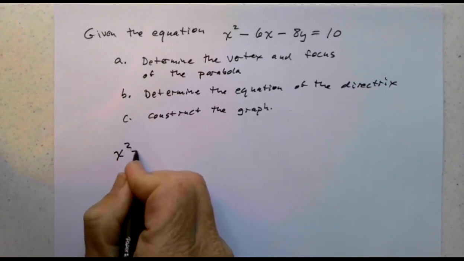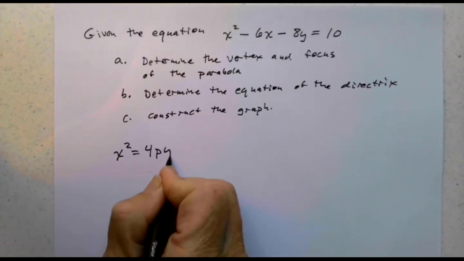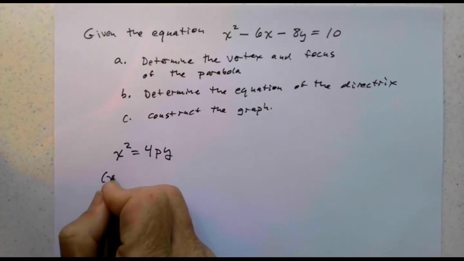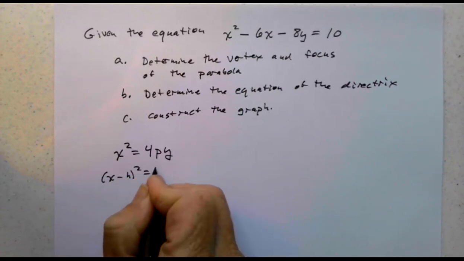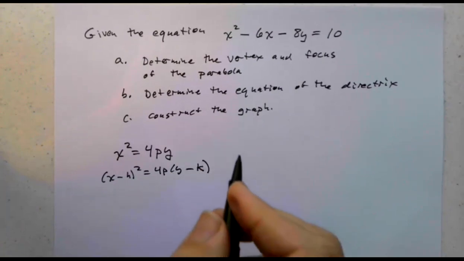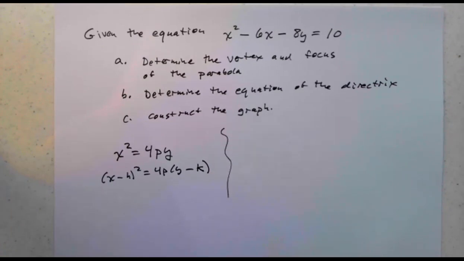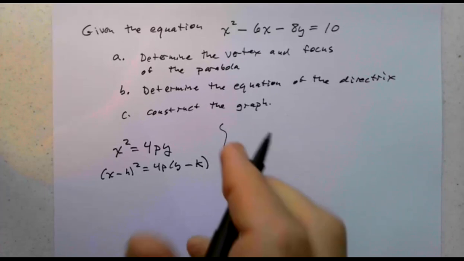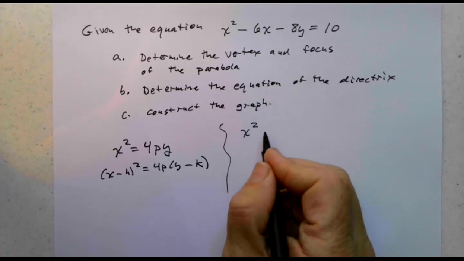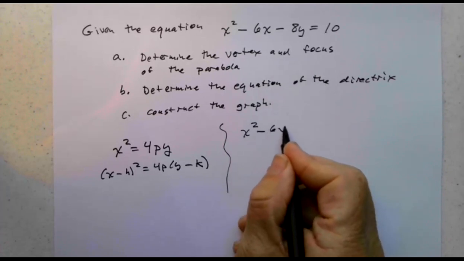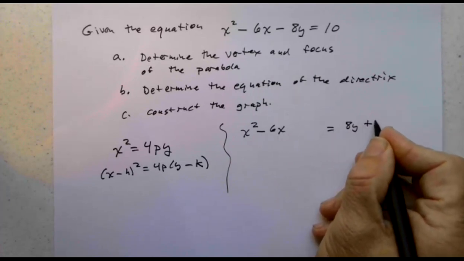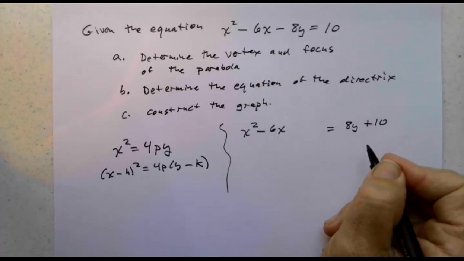We're going to rewrite it in the form x squared equals 4py, or (x minus h) squared equals 4p(y minus k). That's going to be our goal. So to do that, what's my process here? Well, I'm going to move the 8y to the other side. So I've got x squared minus 6x is going to equal 8y plus 10 for now, but we're going to adjust that.